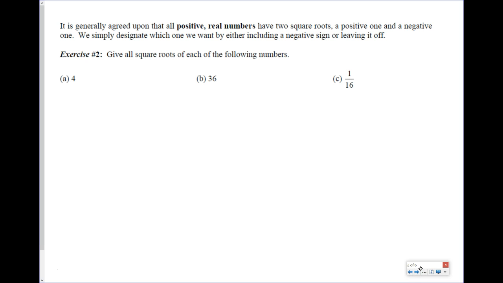Now, coming into exercise 2, we need to think about something else that's important when it comes to square roots. It's generally agreed upon that all positive real numbers have 2 square roots, a positive one and a negative square root. And we designate that by either including a negative sign or leaving it off. So when this exercise says give all the square roots for each of the following numbers, it wants the positive and the negative square root.